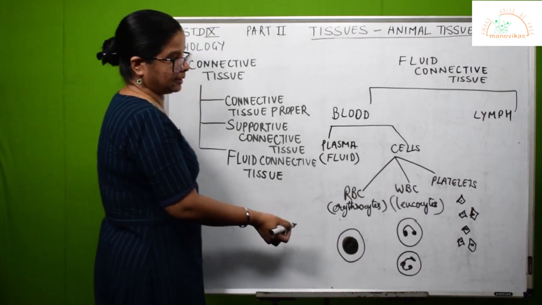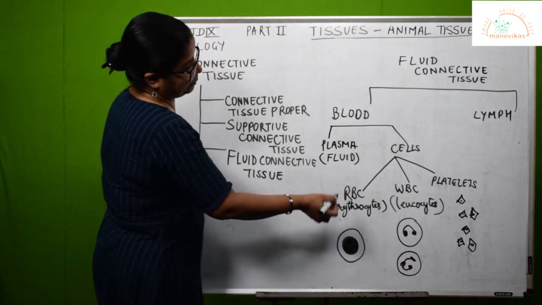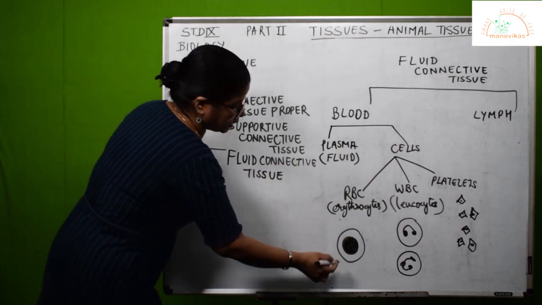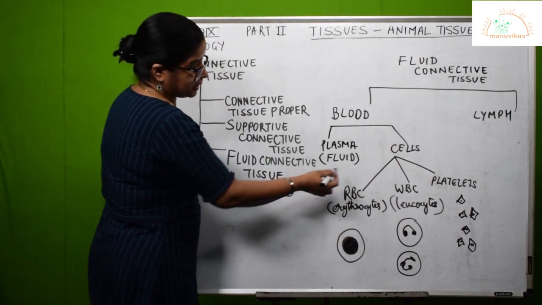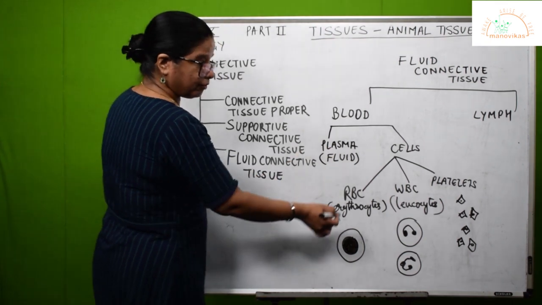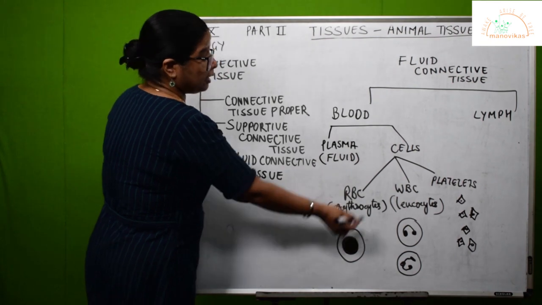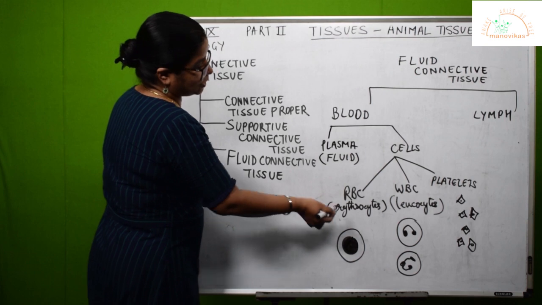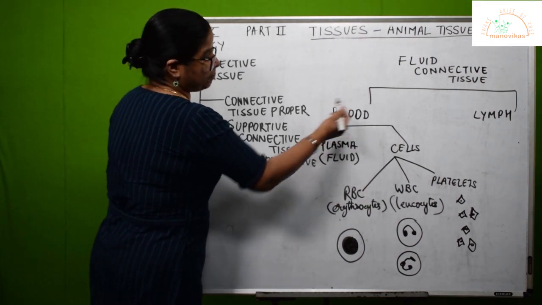WBC are colorless. So on the basis of color, also you can compare RBCs, WBCs and platelets. So remember to note down their functions, their various names and their colors. RBCs are many in number because they have a very short period of life, about 120 days, and they get destroyed. So the number is more. WBCs are few, less than RBCs. So on the basis of this criteria, please compare all the types of cells of the blood.